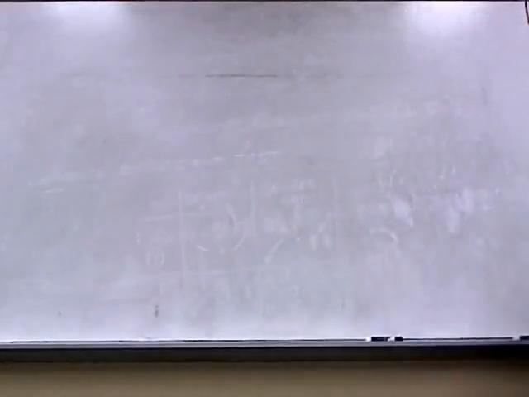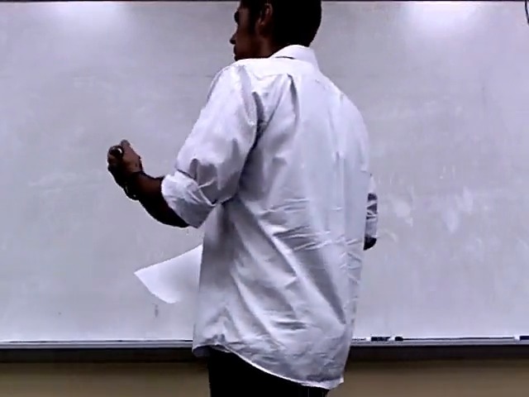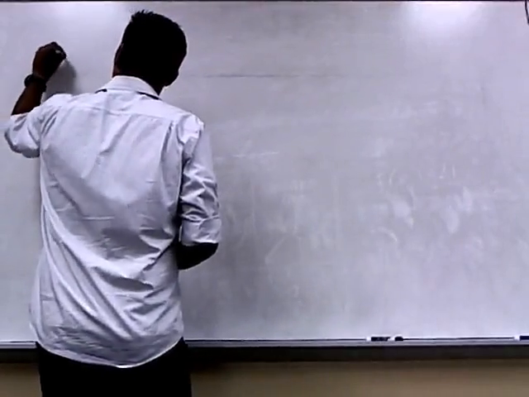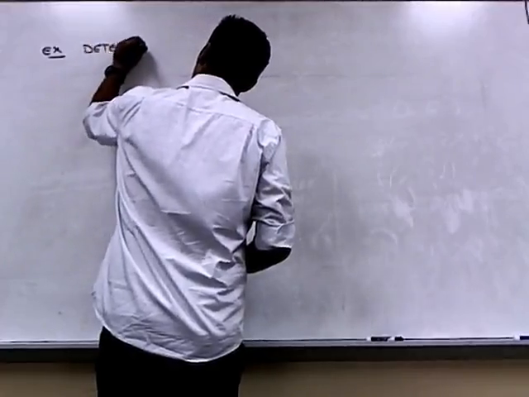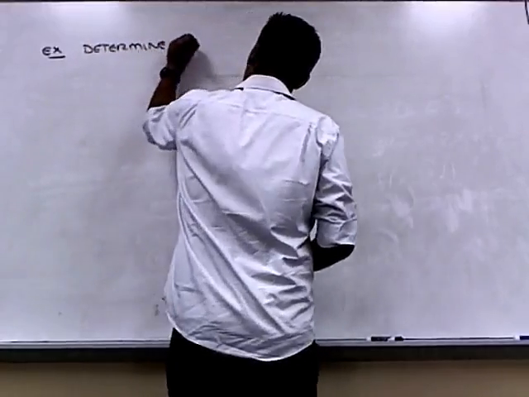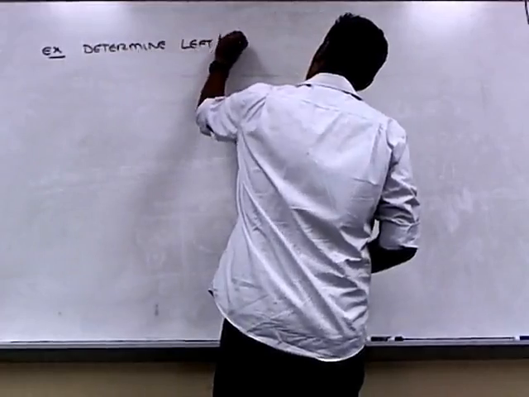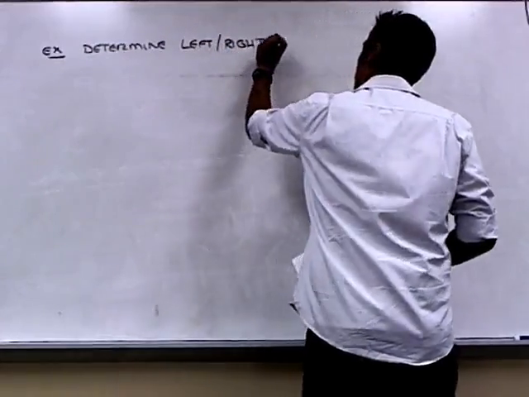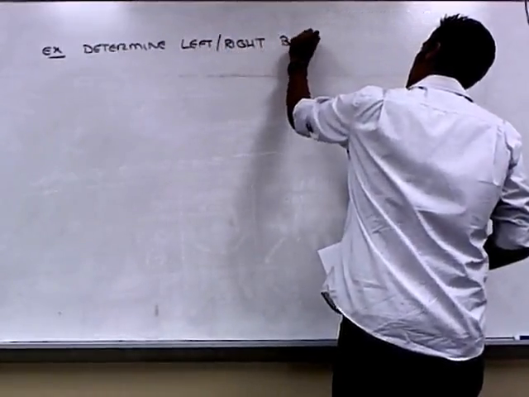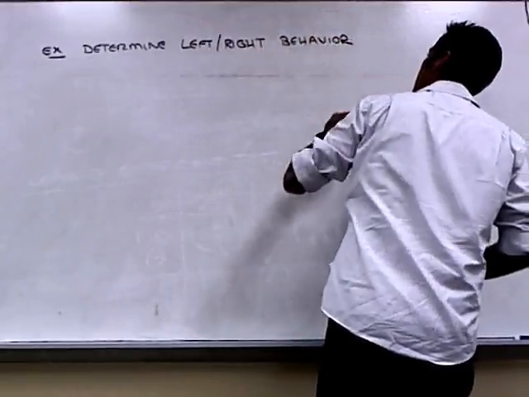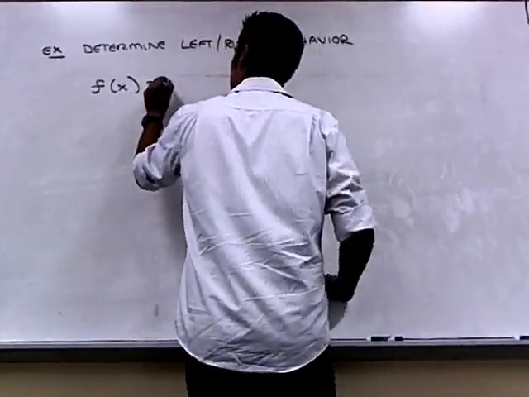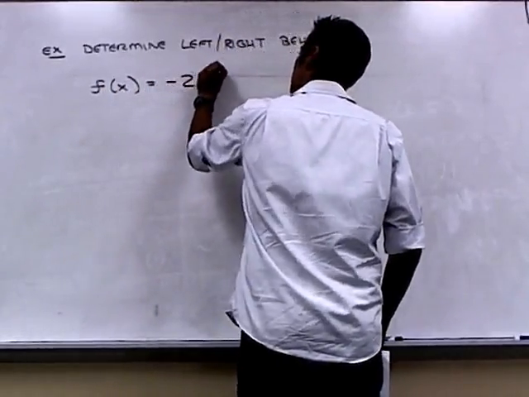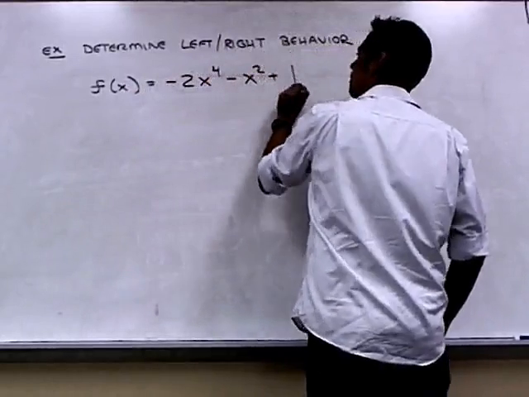use this leading coefficient test real quick to take a look at a couple of problems here. Determine the left and right hand behavior. f of x equals, let's say, negative 2x to the 4th minus x squared plus 1.